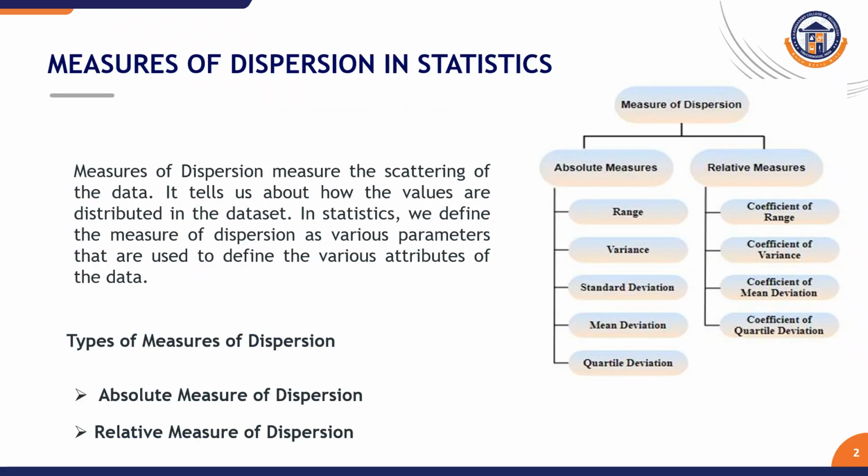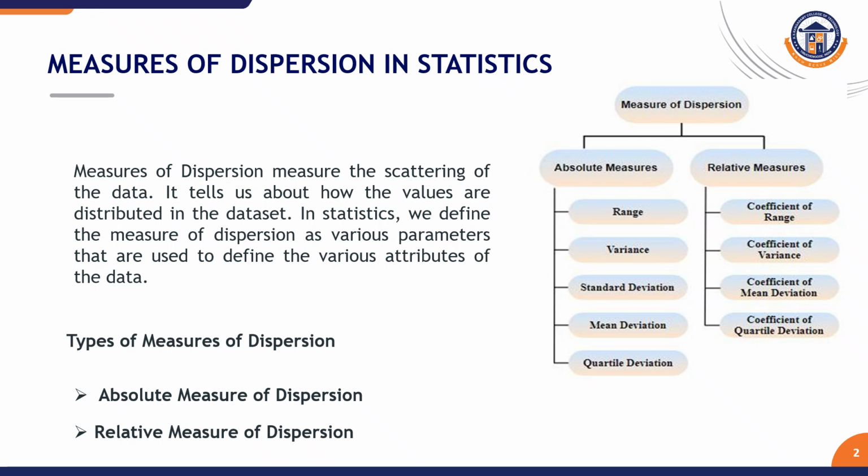Now, measure of dispersion gives the scattering of the data. It tells about how the values are distributed in the data set. In statistics, we define the measure of dispersion as various parameters that are used to define the various attributes of the data. There are two types of measure of dispersion.